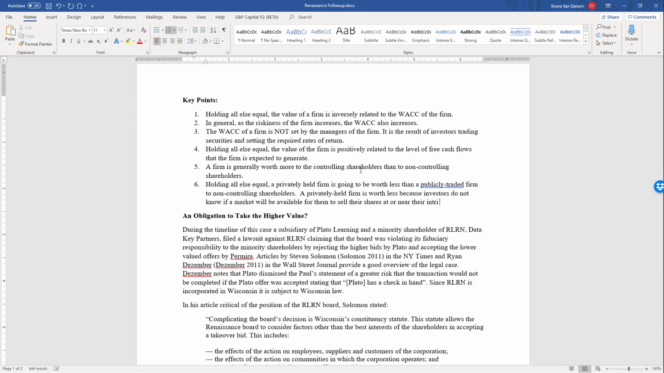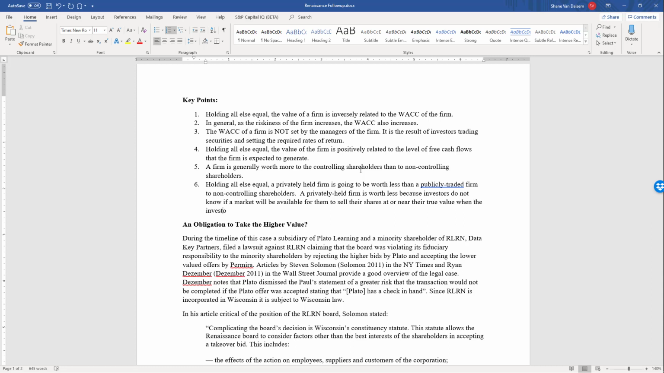Or I shouldn't say intrinsic, their true value, when the investor wants to sell. In other words, they lack liquidity.